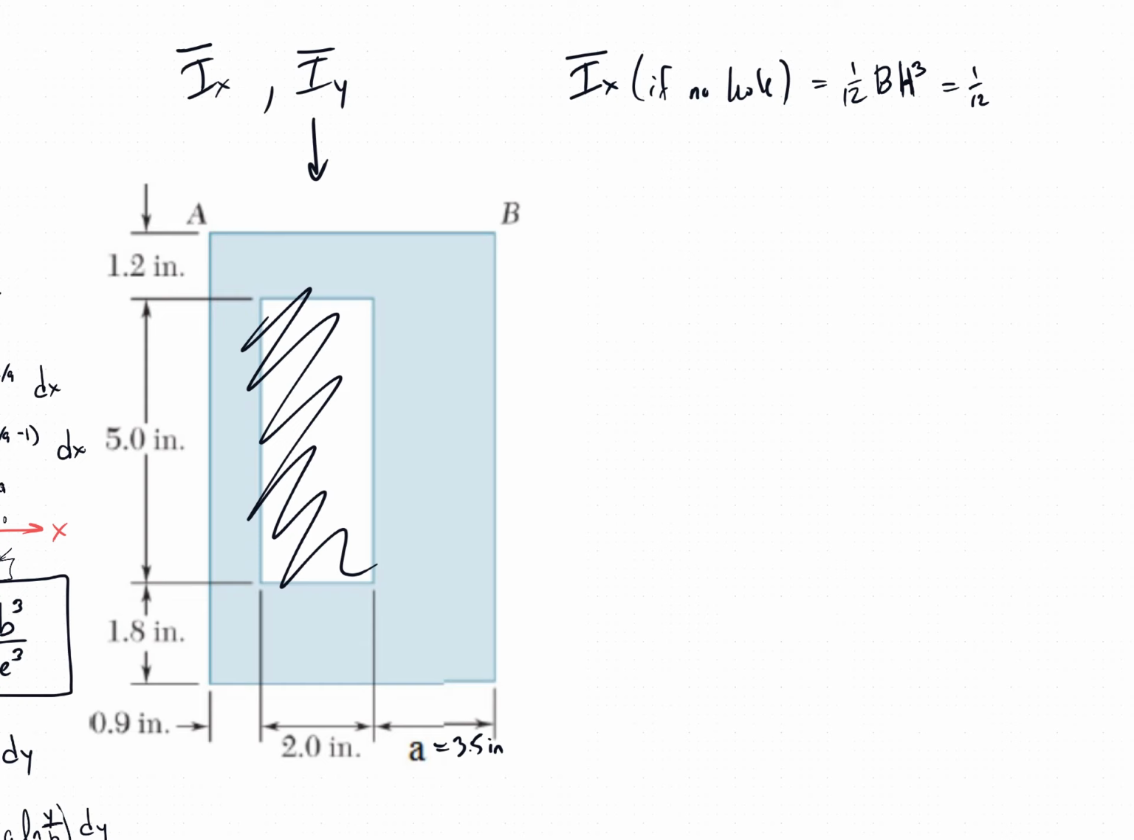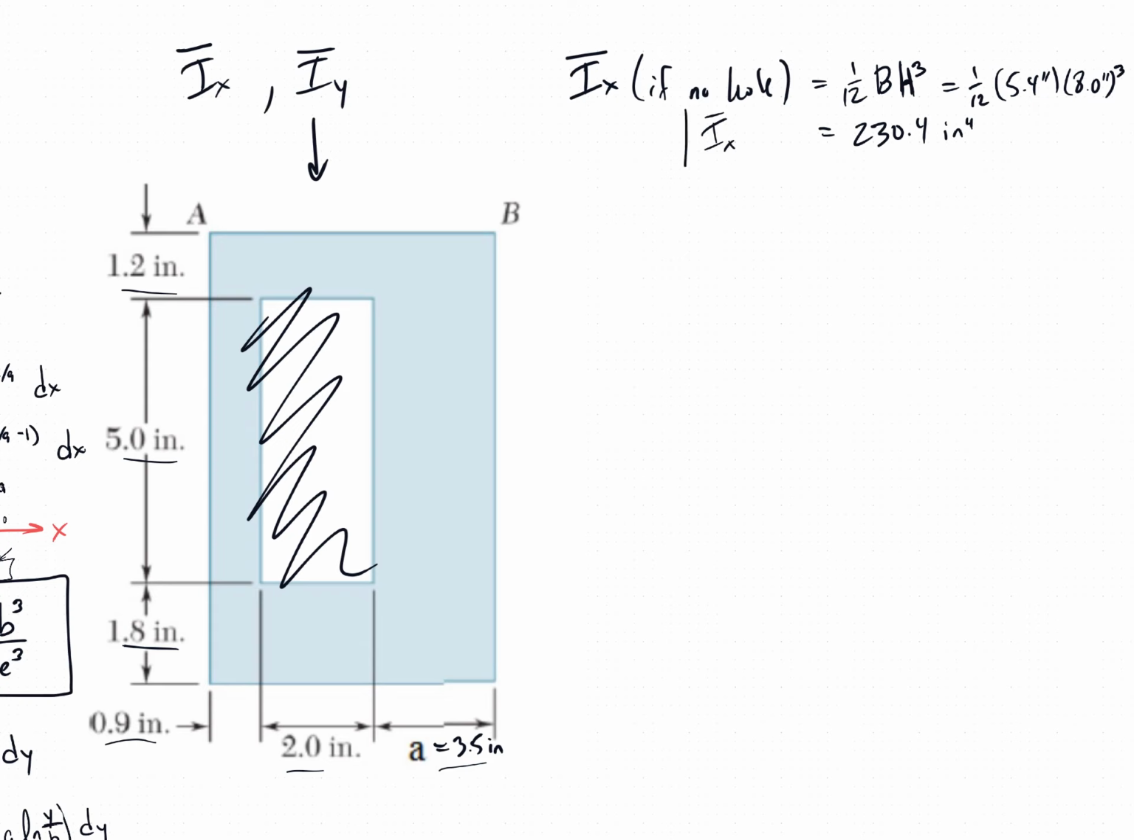What's the base of this? Well, it's 0.9 inches plus 2 inches plus 3.5 inches. So what's that? 5.4 inches, times the height cubed. That's 1.8 plus 5 plus 1.2, so that's 8 inches cubed. Ix bar, if no hole, comes out to 230.4 inches to the fourth.